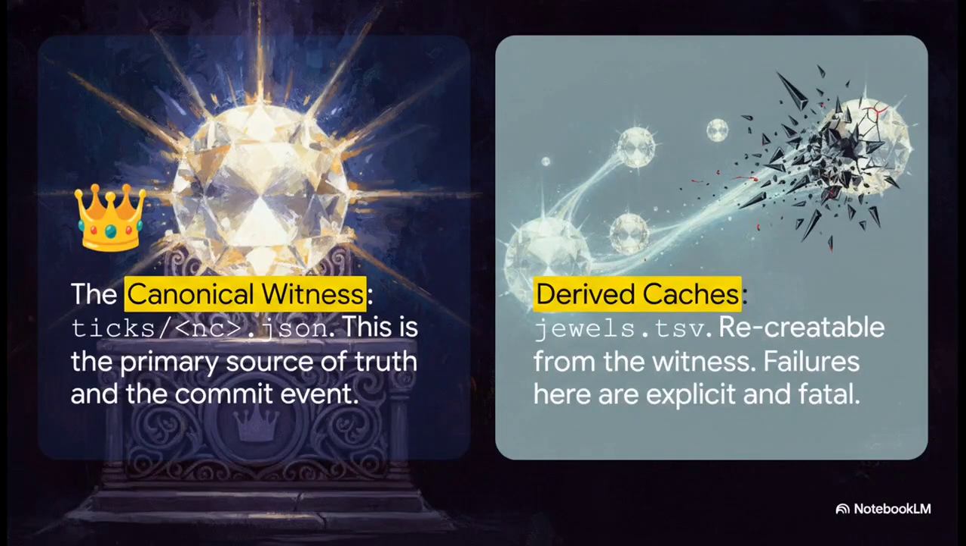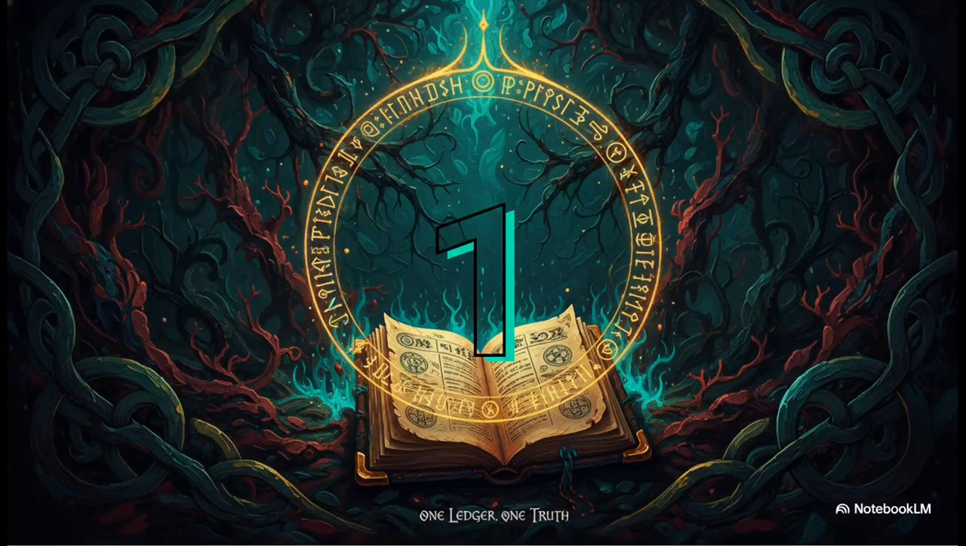On the left, you've got the canonical witness. Think of this like the master bank ledger. It is the one and only source of truth. It's unchangeable. On the right, you have derived caches. These are just helpful summaries, but you could literally delete them all and recreate them perfectly from that master ledger. But here's the crazy part. Even if there's a failure writing one of these summaries, it's still considered a fatal error that halts the whole system.